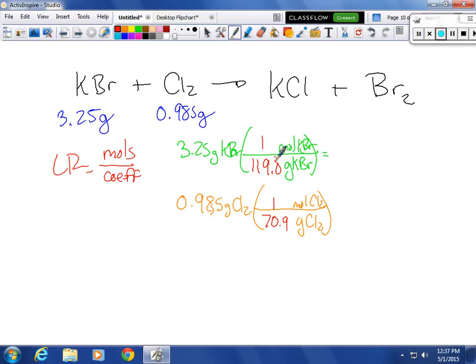Now, can you look at those blue numbers and automatically assume that Cl2 is going to be the limiting reactant because it's the least? Now, it's significantly less, right? So do you think it has a high chance of being the LR? Let's find out and see.